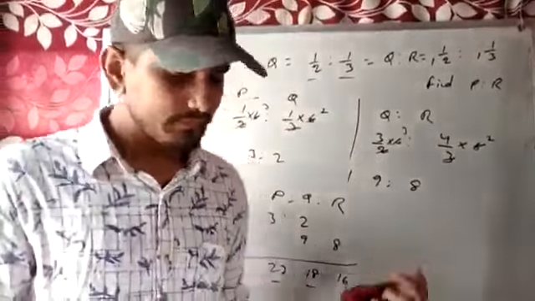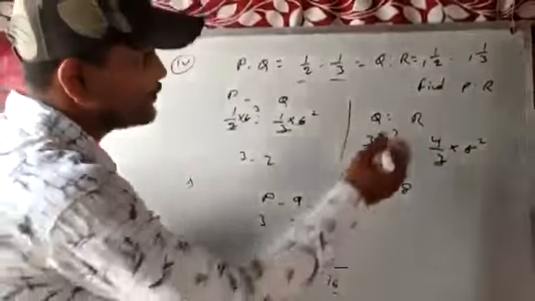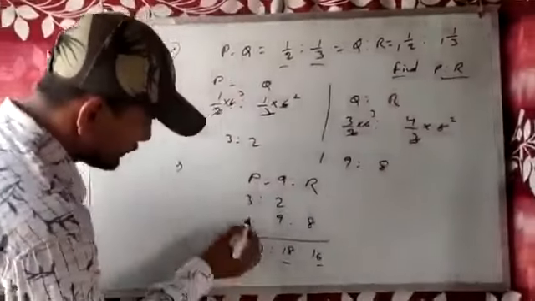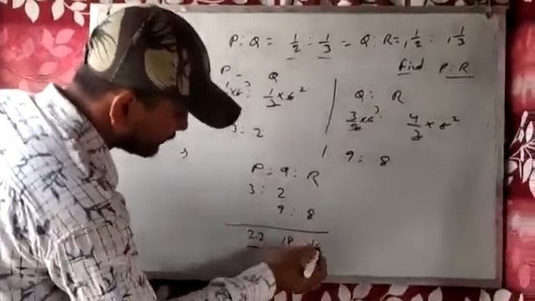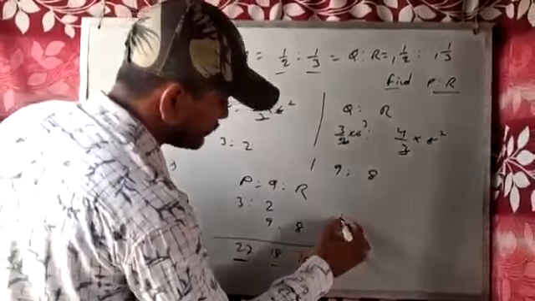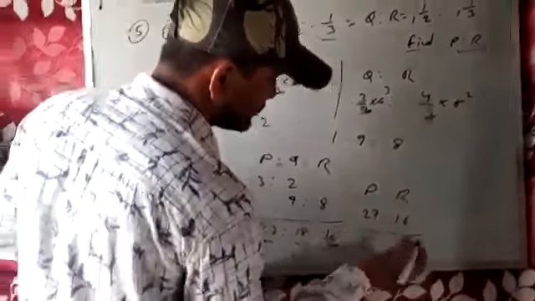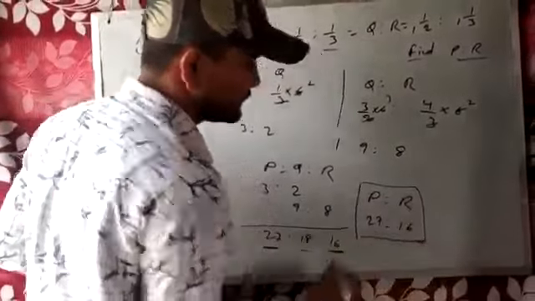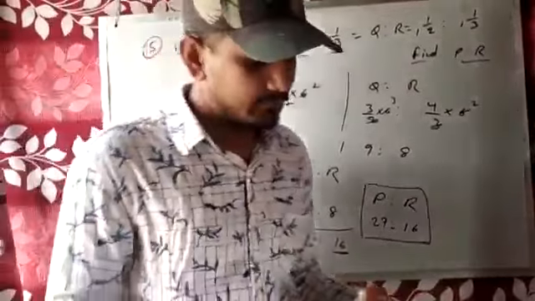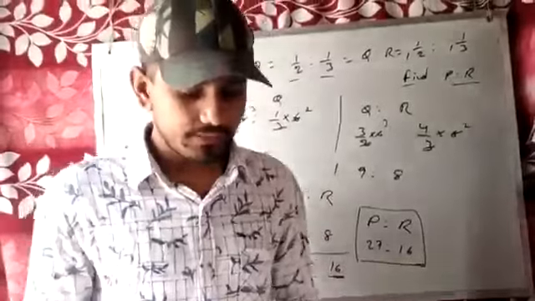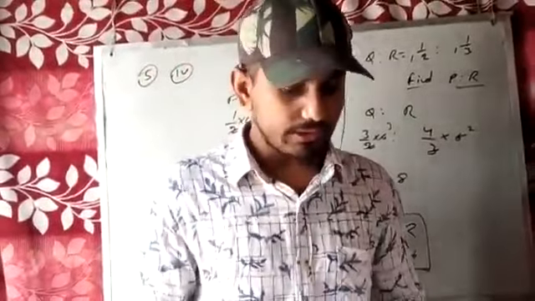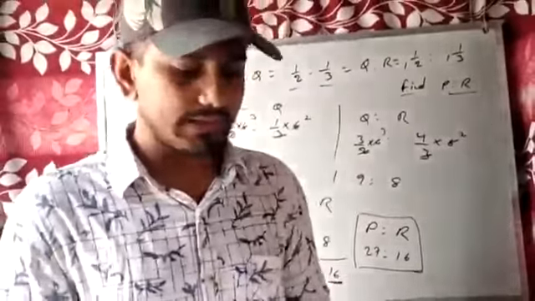Question number 5 and 6 are the same. See, we have to find P is to R. So the value of P is 27 and the value of R is 16 only. So P is to R is equal to 27 is to 16. Okay. 5 and 6 are the same. And now I will solve question number 6 and then I will finish this chapter.